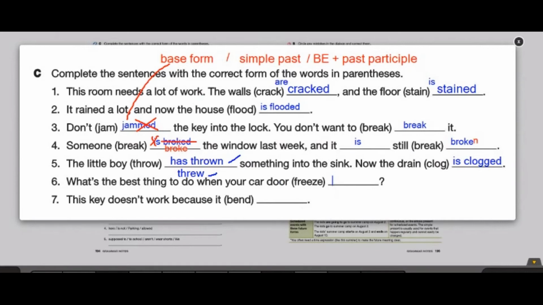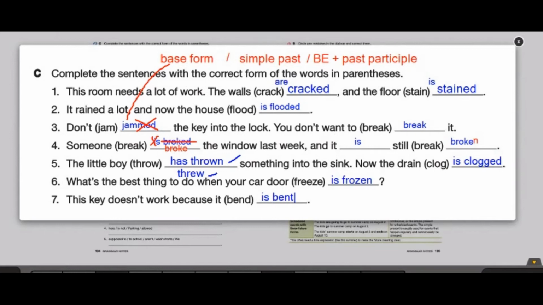How about number 6? What's the best thing to do when your car door is frozen? It's frozen. Thank you. Is that okay for you? Yes. And the last? Manual. Can you repeat? Manual. Okay. This game doesn't work because it is bent. This key. Yes, not K. This key. All right. Thank you.